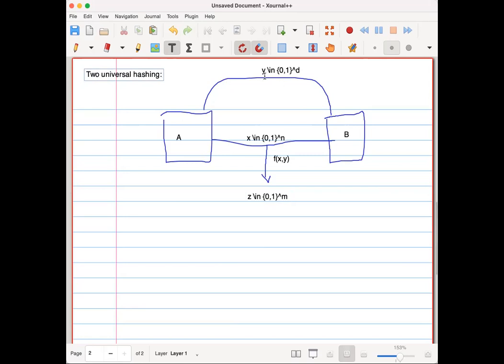So this seed randomness, y, is thought of as a description of a certain function. So this extractor function f, I've written f of x comma y. Alternately, I can think of the same expression in this form.